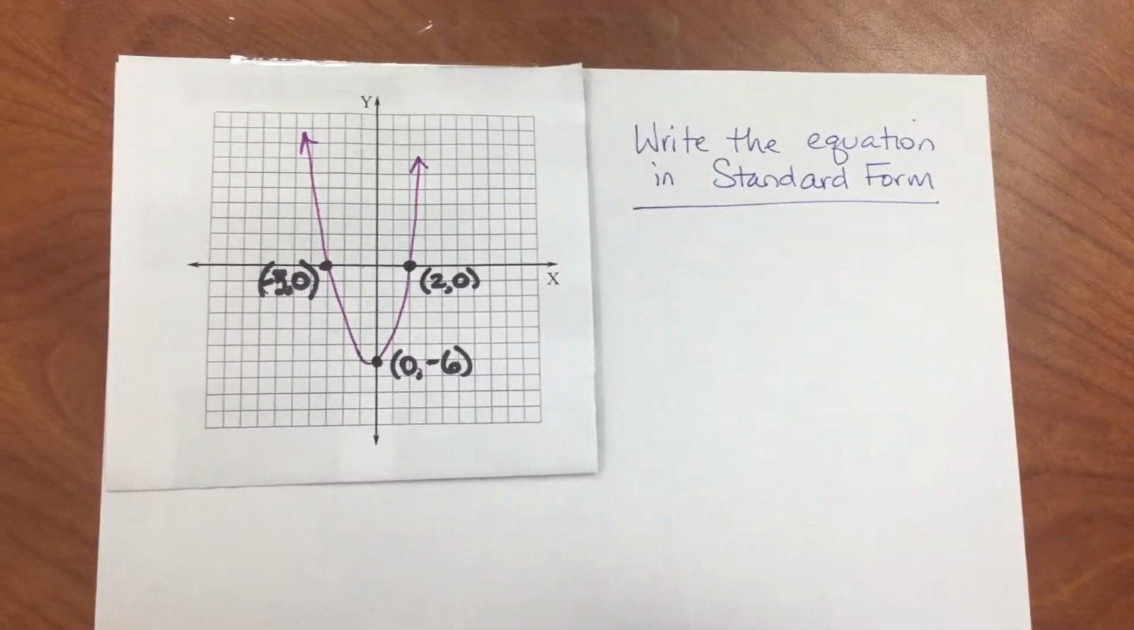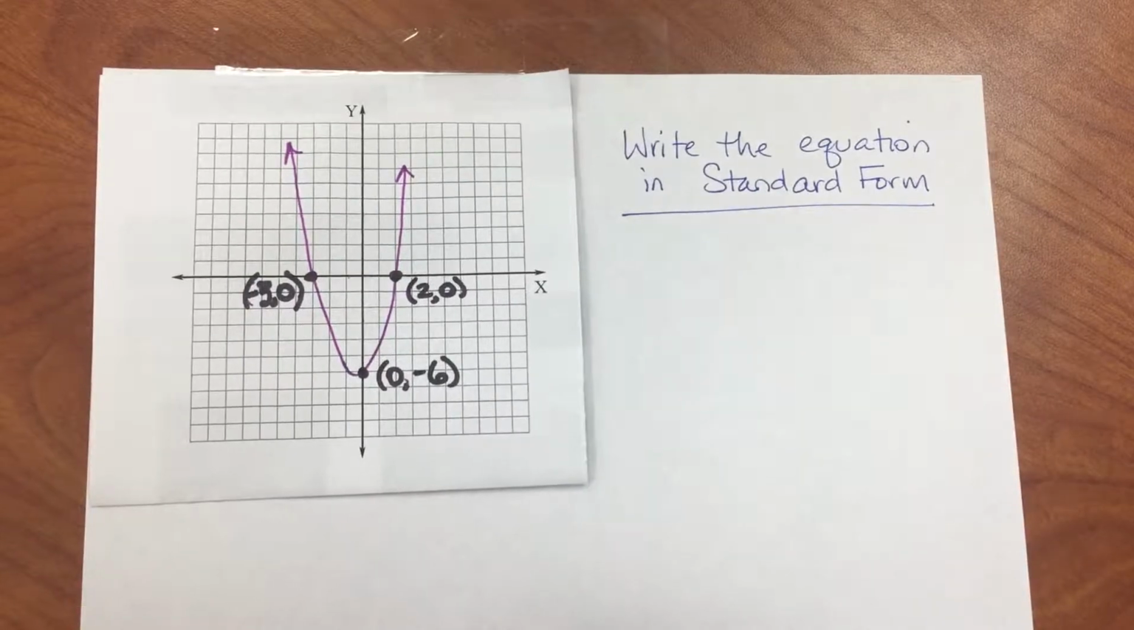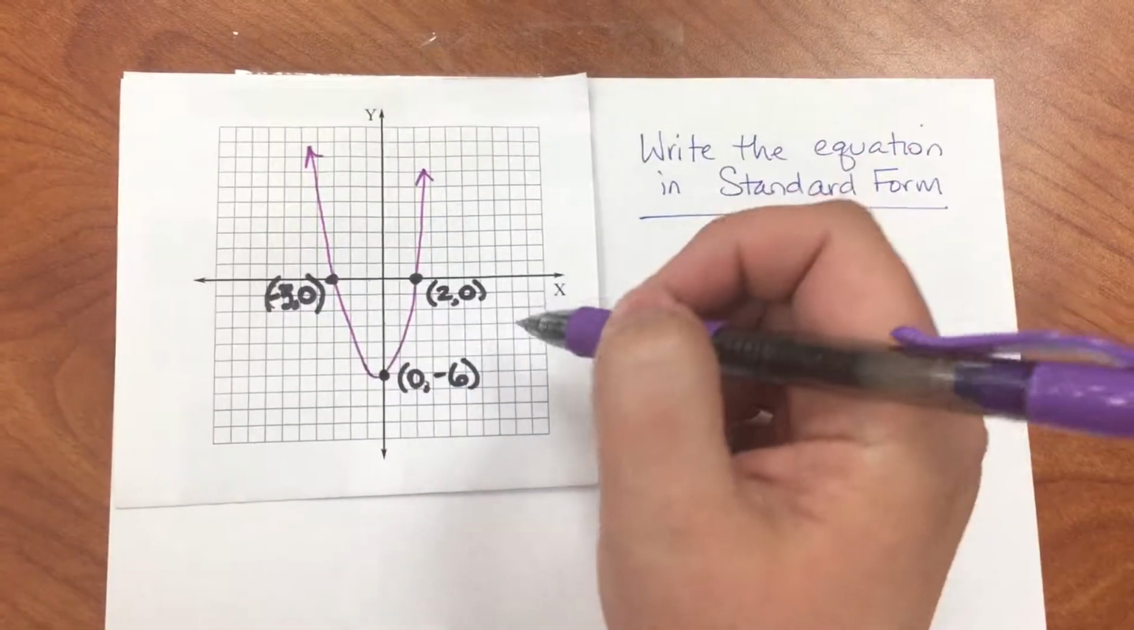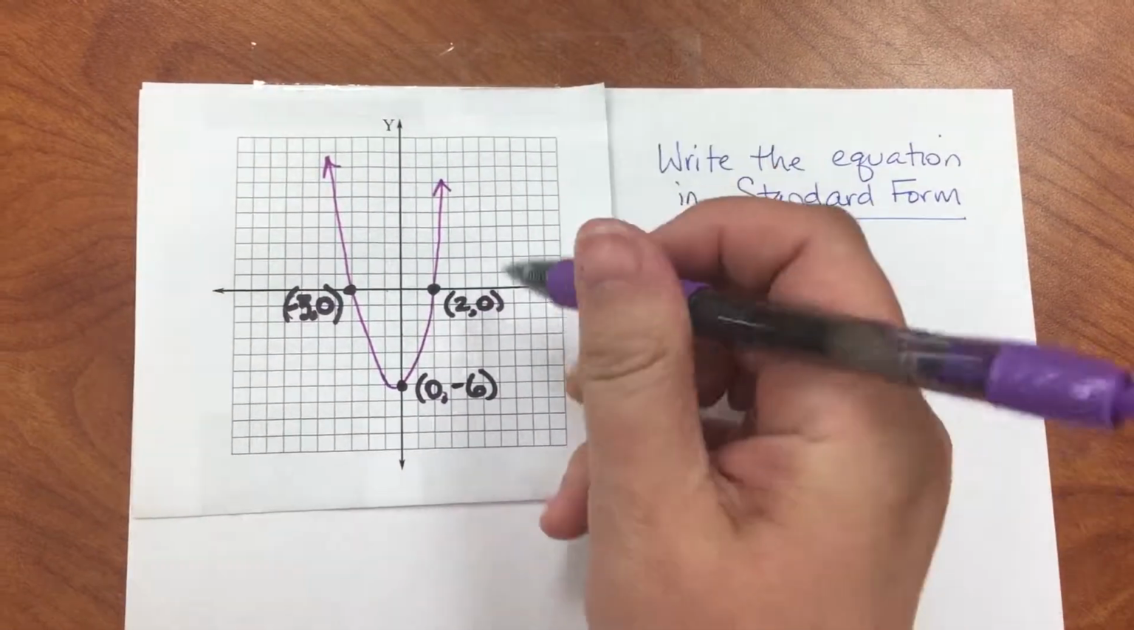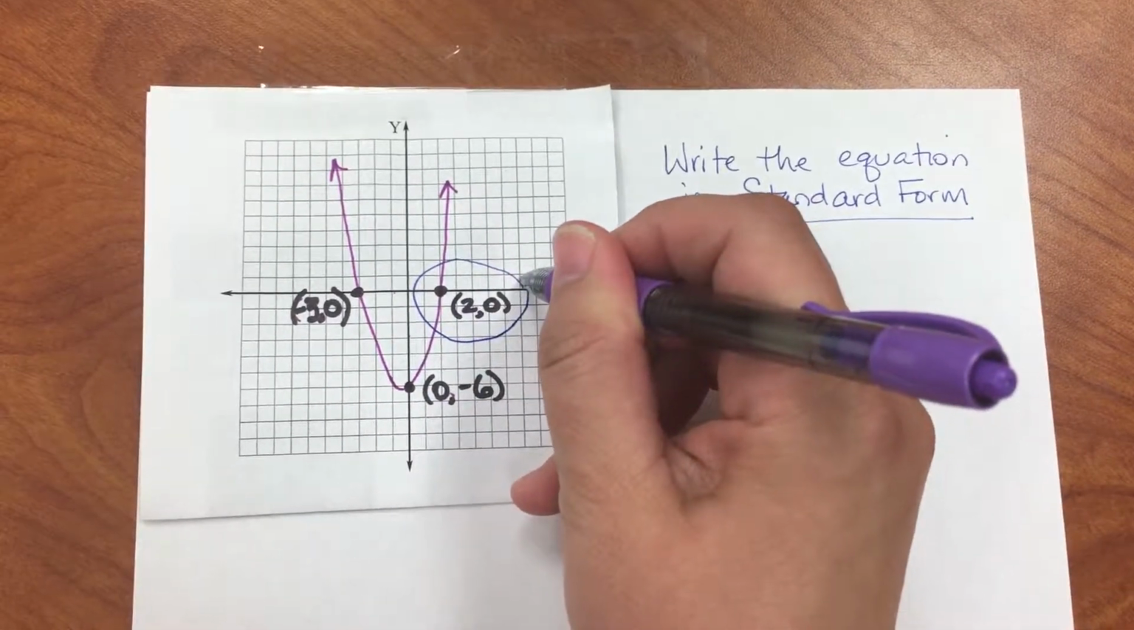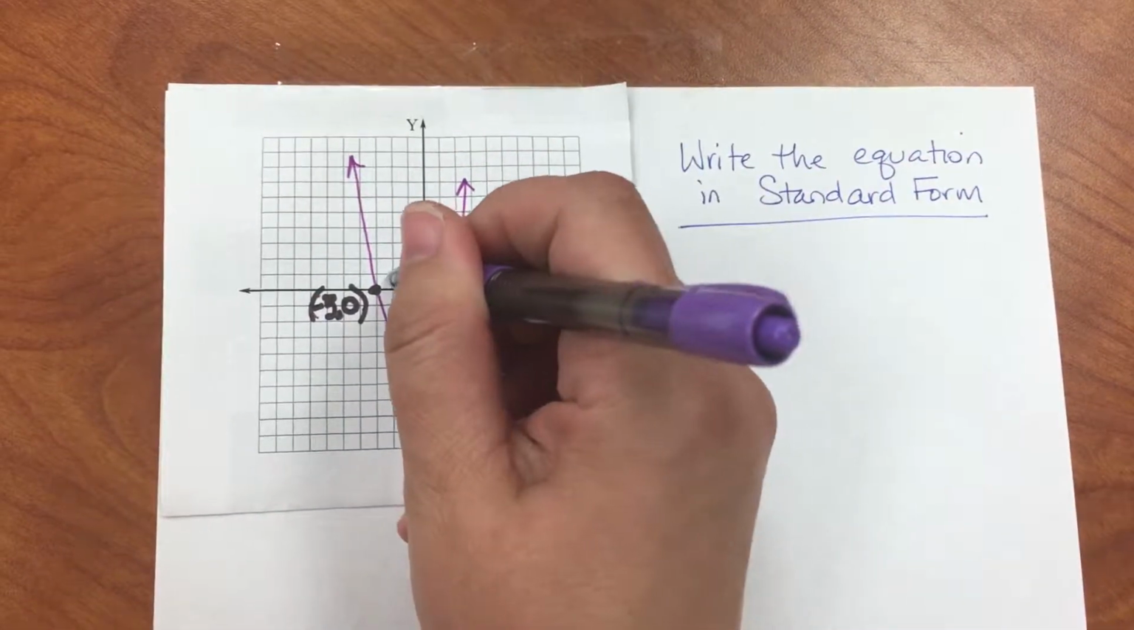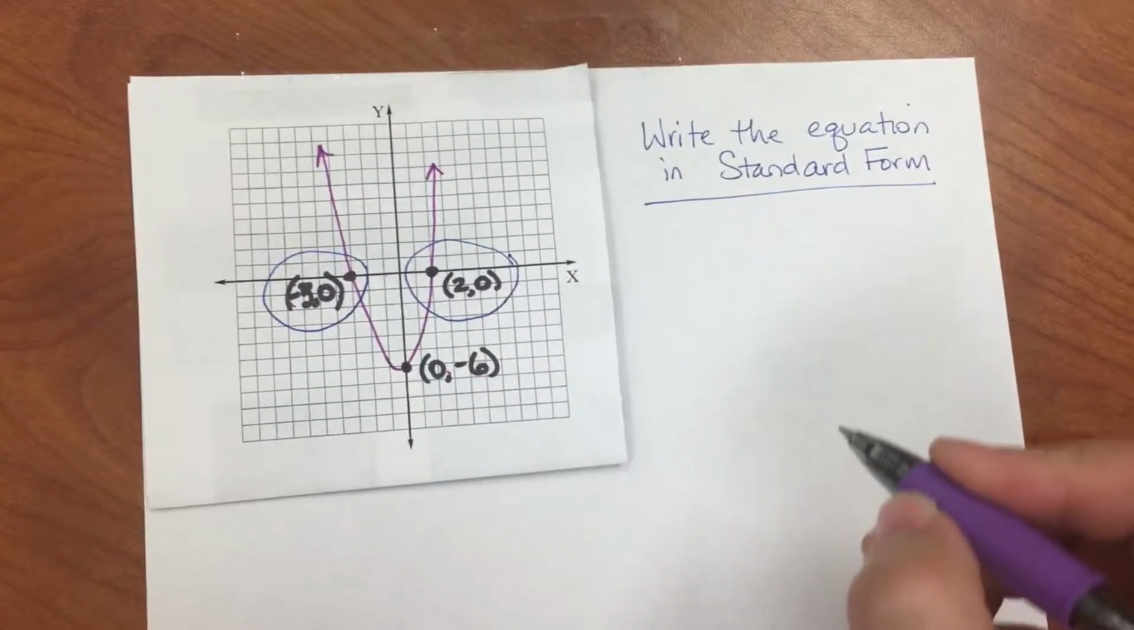The first thing I want to do is look at my graph and find where my x-intercepts are. So I look at where the graph crosses the x-axis and I see that I have one x-intercept here at (2, 0) and another one here at (-3, 0).